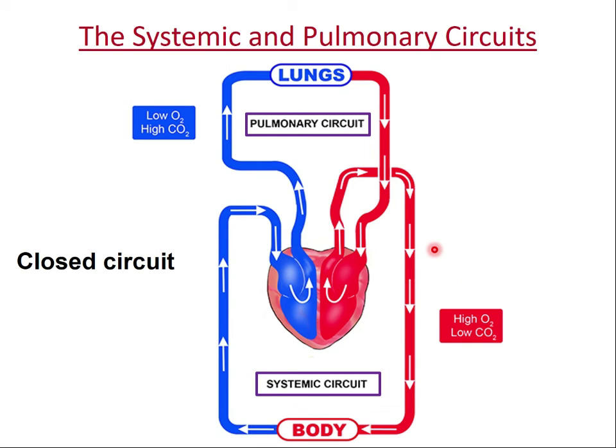We also talked about how we had a pulmonary circuit and a systemic circuit, and this is closed. In other words, blood will travel in this one direction through the heart. That will take the blood to the lungs, oxygenate it, bring it to the heart, and then the oxygenated blood will be sent throughout the body, and deoxygenated blood will be brought to the heart.